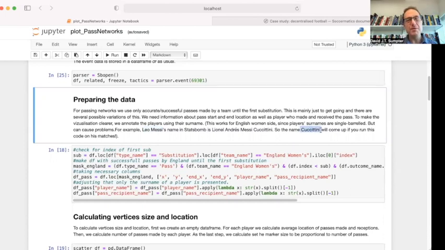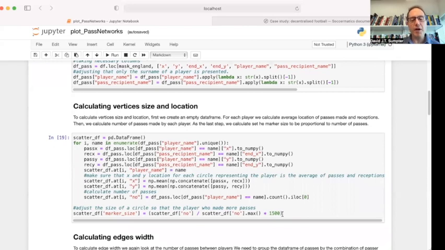Well, most of you, I don't know how big football fans you are. Maybe some of you will recognize that name, but that's Messi's full name, and so that's the name that would come up on the passing network. So often there's a little bit of that kind of data hacking that you have to do to get these things right, but luckily the England women's side of the World Cup that we're studying in this case, they have some pretty simple surnames.